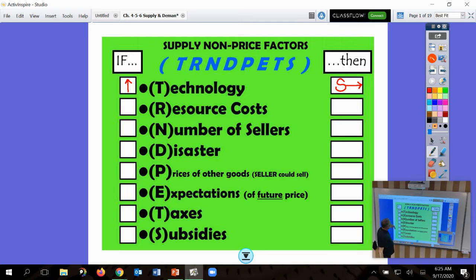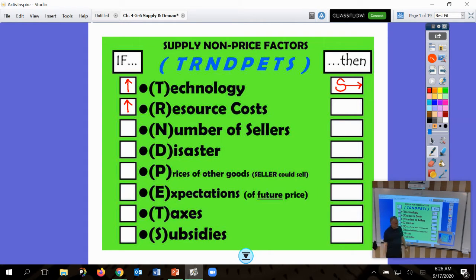That way you have a directional way to shift your curve when you read a prompt that falls into something in TRNDPETS. Now, if I have a decrease in technology, which is rarely ever going to happen, we tend to go forward, not backward, right? But let's just say, for instance, that we have a shutdown of all the tech on campus. Well, that's going to do the opposite, and that's going to shift our supply curve backward. So you've got to realize this could go one way or the other, but at least you know the proper direction. Okay, so turn these arrows around in your mind if you need to, but we're going to leave these on the left all pointing up, all right?